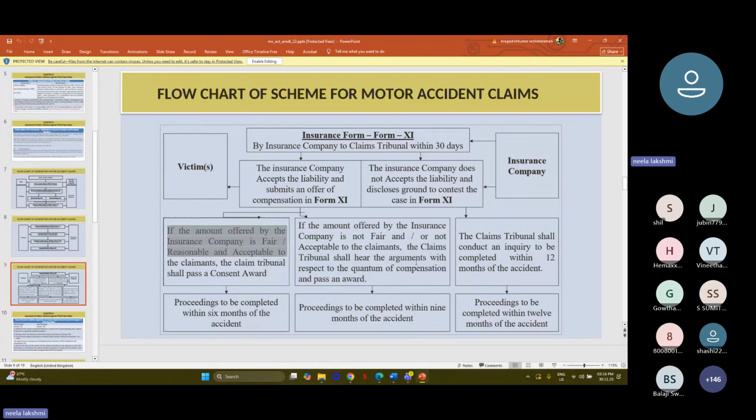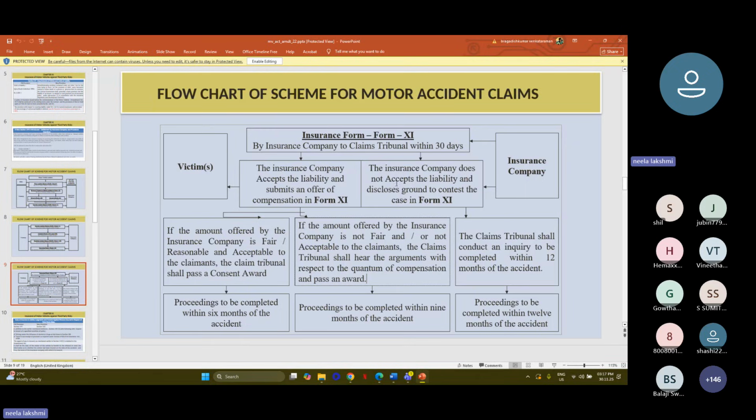These are the two situations where the company accepts its liability. One is the company accepts its liability and an offer is made, and the claimant is also agreeable. Fine. The court will pass the consent award. The matter is over. The next situation, the company accepts its liability and offers compensation which is not acceptable to the claimants. In such a situation, the tribunal will hear the arguments with respect to quantum alone, decide the compensation, and pass the award. These are the two situations.